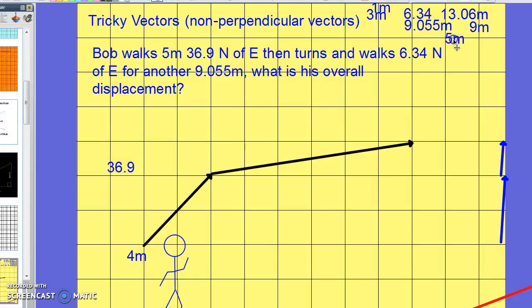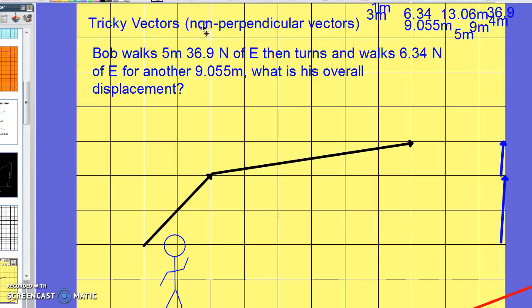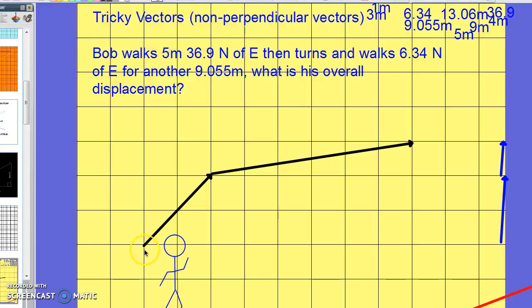Alright, so here we are working with what I call tricky vectors. Those are non-perpendicular vectors. Now, let's look at our example. Bob walks 5 meters at 36.9 degrees north of east. Then he turns and walks at 6.34 degrees north of east for another 9.055 meters.